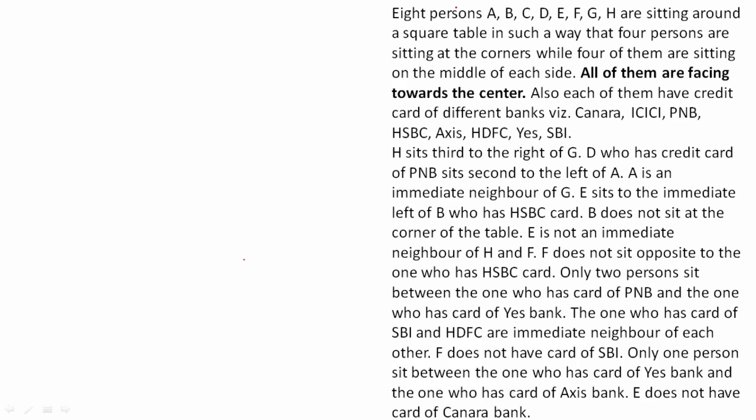Now let us solve this question. 8 persons A, B, C, D, E, F, G, H are sitting around a square table in such a way that 4 persons are sitting at the corners while 4 of them are sitting in the middle of each side. All of them are facing towards the center. So let us draw one good square here. So 8 people, 1, 2, 3, 4, 5, 6, 7, 8 people. All of them are facing center. So no need to worry about the directions, will not get confused. Also each of them has a card of a different bank. So 8 banks will be there, no need to worry.